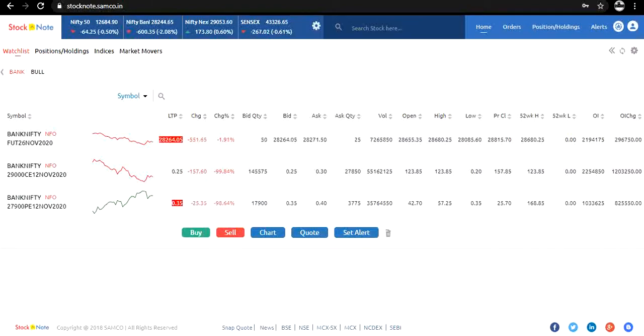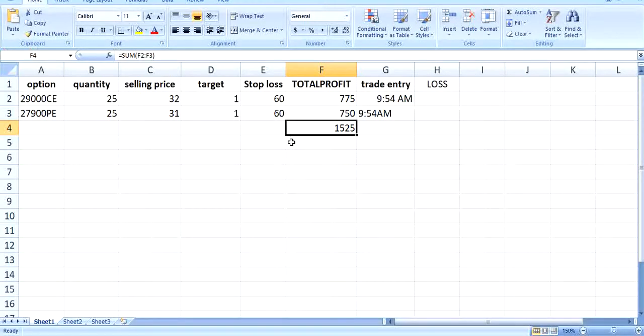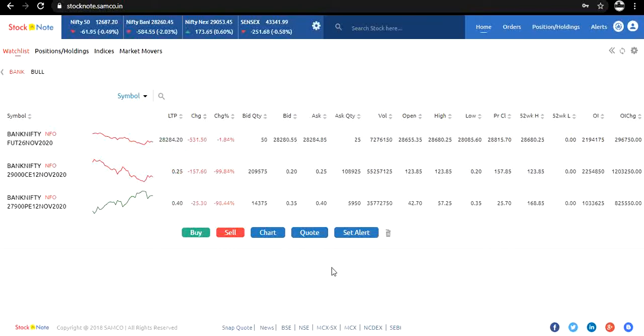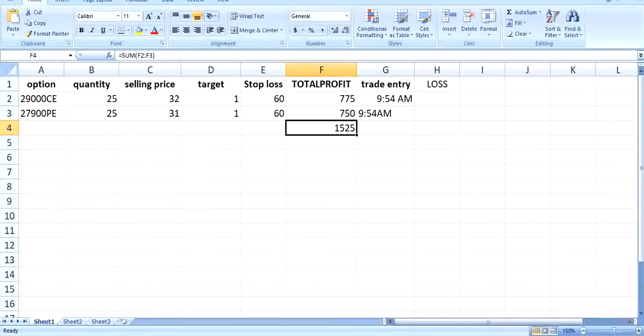Okay traders, so now we'll calculate our today's total profit in option selling. So the profit which we made in 29,000 call is 775, and in 27,900 put we gained the profit of 750. So our total profit is traders 1525 in option selling. But we also know that we have made a loss in equity segment, so that's okay. We are learning and we are doing paper trade.